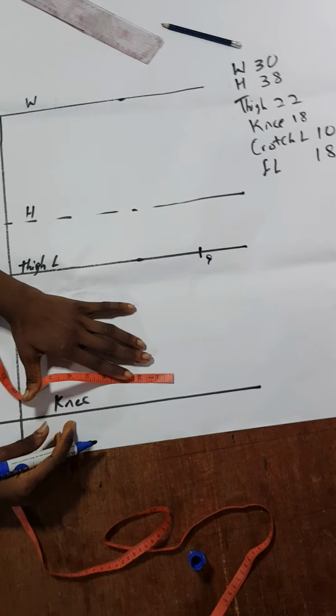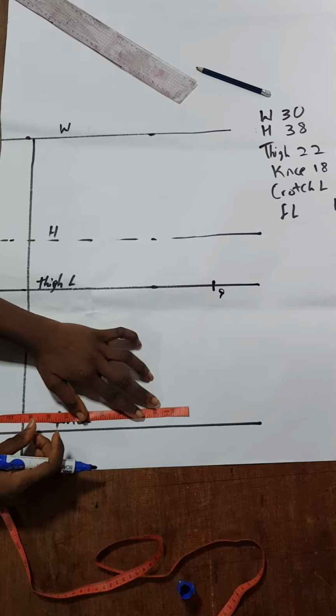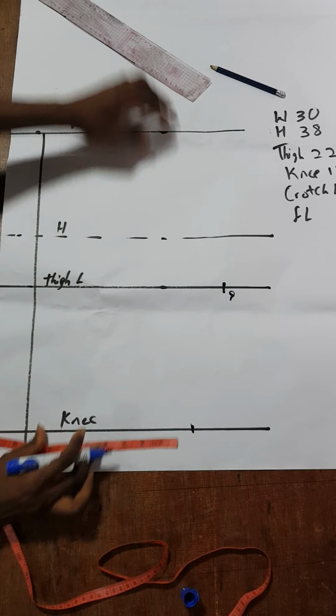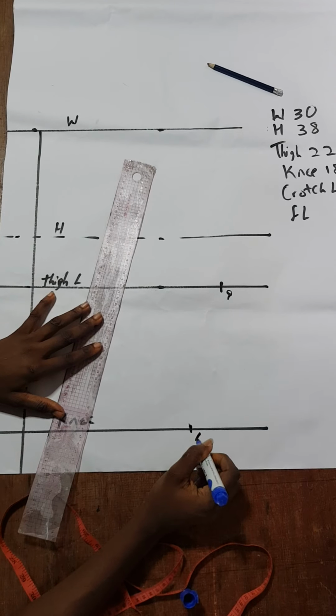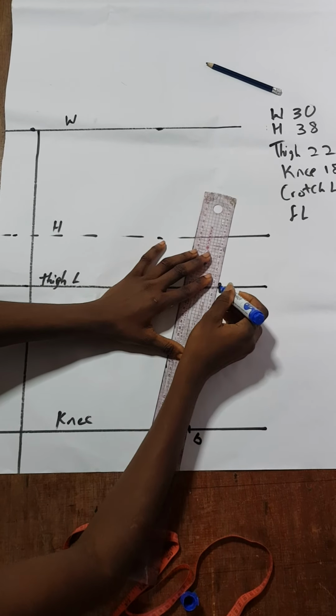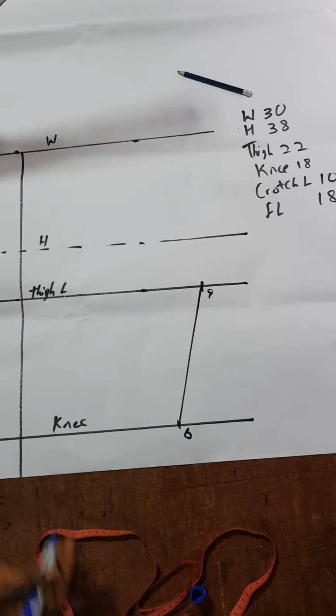I'll come to my knee. My knee is 18. I'll divide 18 into 2. That is 9. So I'll mark 9 here. I'll call this point B and I'll connect line A to line B. So that's for the lower part. Now I'm going to go to the upper part.